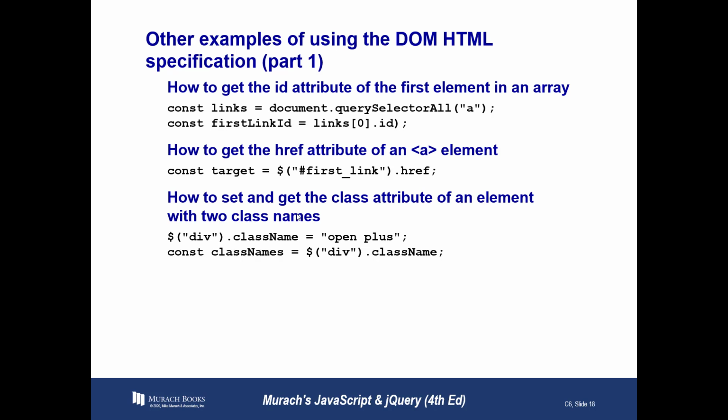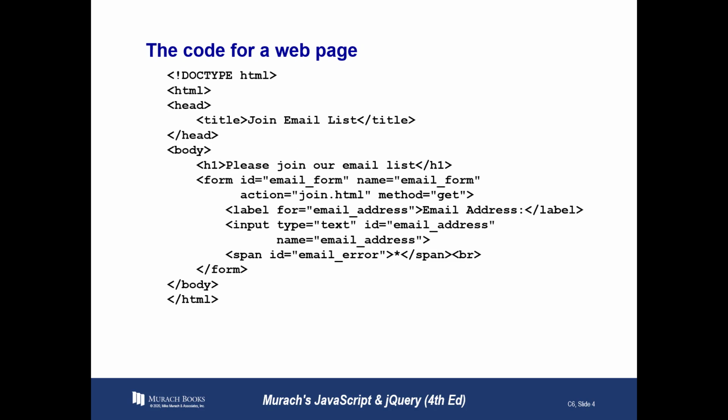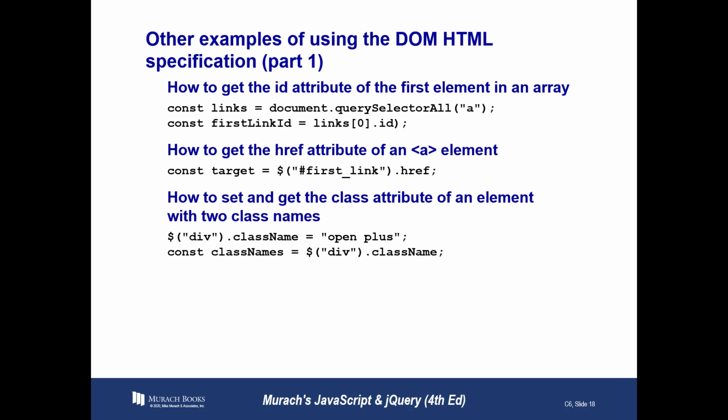How to get the ID attribute of the first element in an array. How to get the href attribute of an anchor tag. How to set and get class attributes. The only way this will make any sense is to practice it. Even if you started with something simplistic like what we had here, you create this, and then just come in and play with the examples that are in the chapter. Will it make you an expert? Heck, I'm no expert on this. But the more you play with it, the better you get at it.